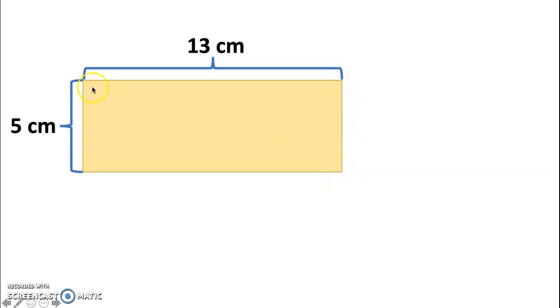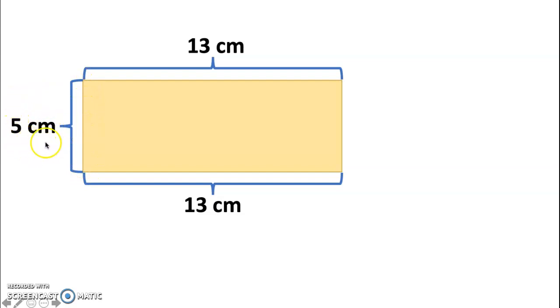Okay, well, if I know that this top length is 13 centimeters, I see that it's exactly the same as this bottom one here. So that one is also 13 centimeters. Now, if I see that this short side right here measures 5 centimeters, and I see that this side here looks exactly the same, how much do you think this one measures? What is the length of this side? Yeah, it's 5 centimeters also.